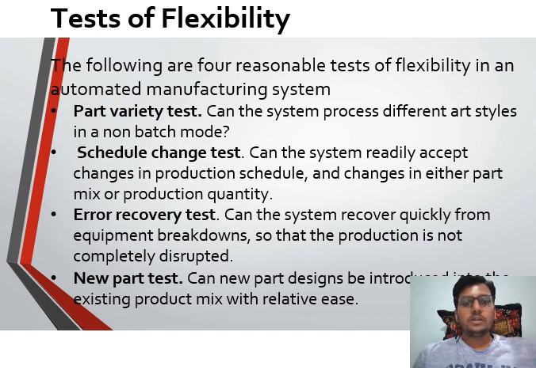Fourth is the new part test. If we have a new part design that could be introduced in between in an existing product, could it be taken by our system or not? So these are the four different tests, or the four parameters, that could be accomplished by our automated manufacturing system or not. Then we can see what kind of flexibility we need in our system.